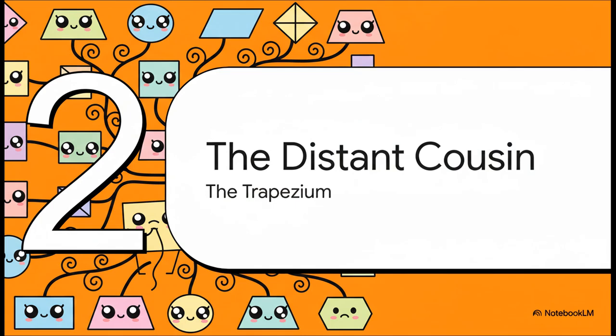Okay, so we've spent a lot of time with the parallelogram family, but not every 4-sided shape plays by their rules. So now, let's meet a distant cousin, one that kind of broke away and decided to do its own thing. Let's talk about the trapezoid.